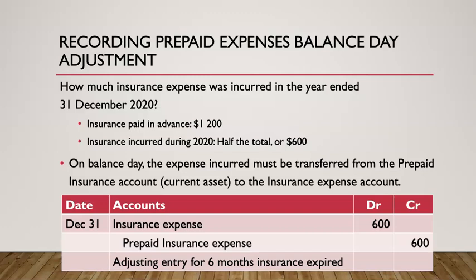We are also then going to reduce our current asset. Only half of our prepaid insurance is now an asset, so assets going down are credits. Some sort of narration saying adjusting entry for 6-month insurance is perfect. It is a balance day adjustment, so remember a good narration will probably start with the word adjusting.